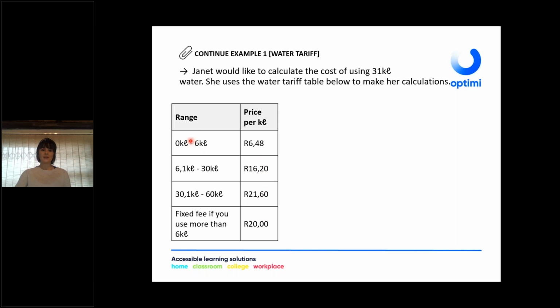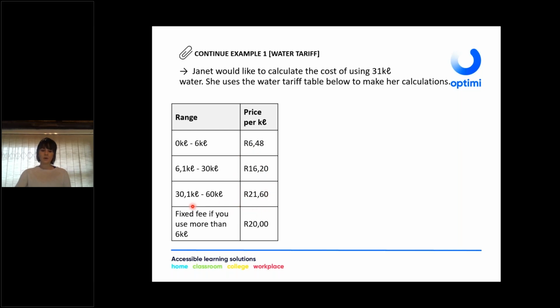Now, it is very important that you see, if you use between 0 and 6 kiloliters, you only pay R6.48 per kiloliter. If you use more than 6 kiloliters up until 30 kiloliters, you pay R16.20 per kiloliter. If you use more than 30 kiloliters up until 60 kiloliters, your price will be R21.60 per kiloliter. Therefore, the more water you consume during the month, the more expensive each kiloliter becomes. Hence the principle that we've discussed.